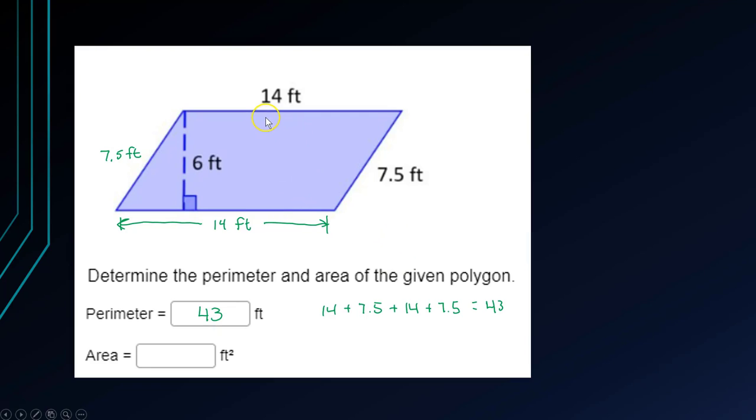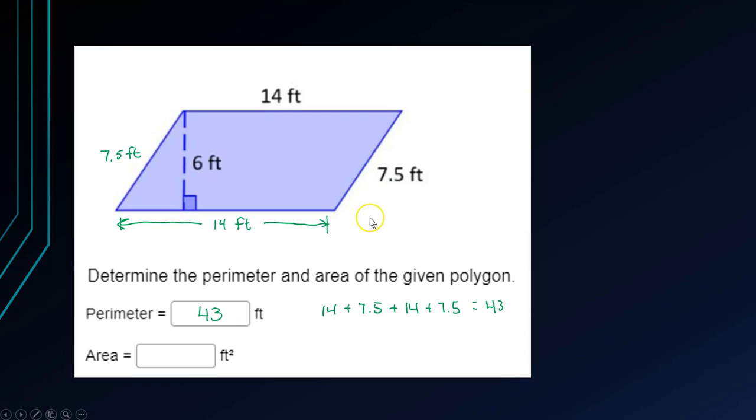But this is also acting as the base of the parallelogram because I'm drawing a height here that's perpendicular to it. I could have also possibly found a height that's perpendicular to one of these two sides as a base. It would give me the same area.